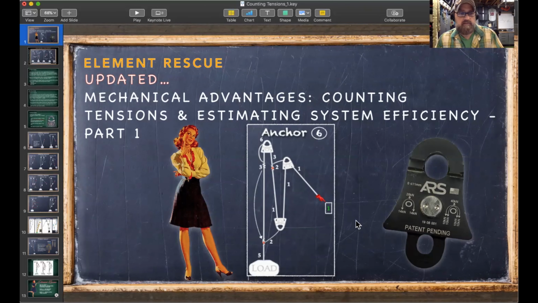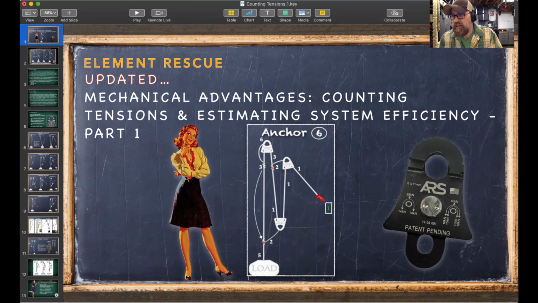All right, we're going to talk about mechanical advantages. We're going to go over counting tensions and estimating system efficiencies. So this is part one, which will just be going over counting tensions within your system. I'm going to work off a couple of screens here. This is going to be a quick talk about counting tensions in a mechanical advantage system.